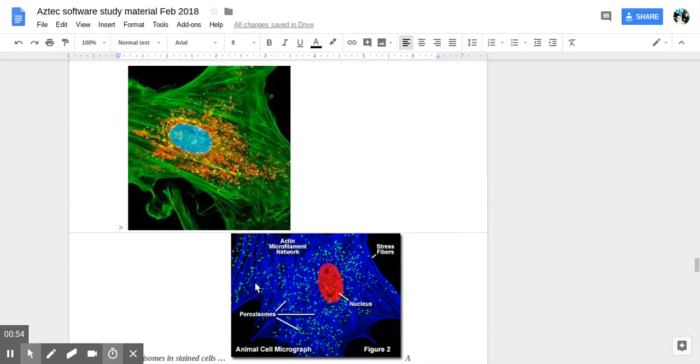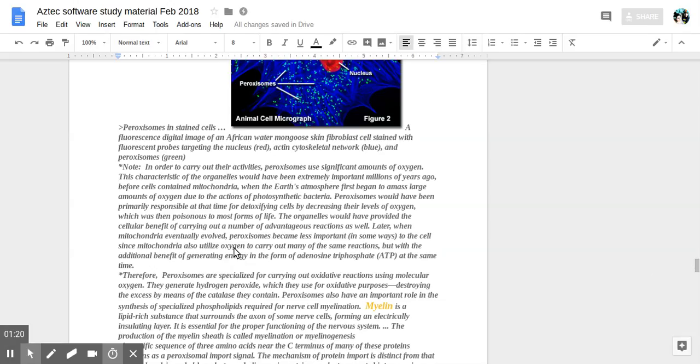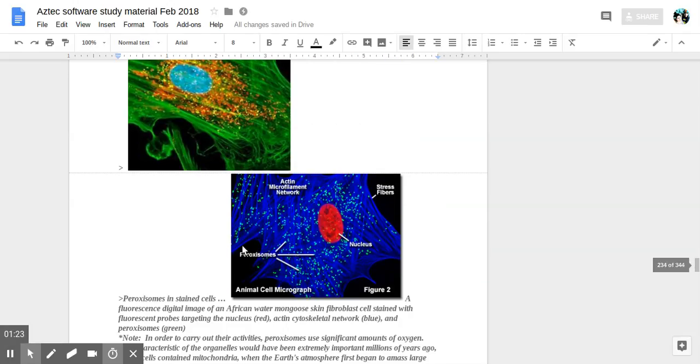sugars or carbohydrates. So we have a cell here shown with the nucleus as the large round part predominant in the cell. The actin filament network is very visible here in the fibers. Peroxisomes are the small dots here in the micrographs. Nice pictures. So in the stained cells, you can see the peroxisomes.